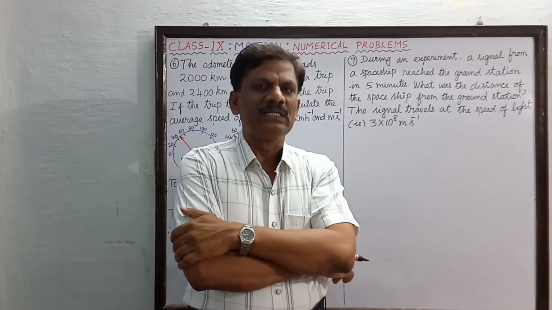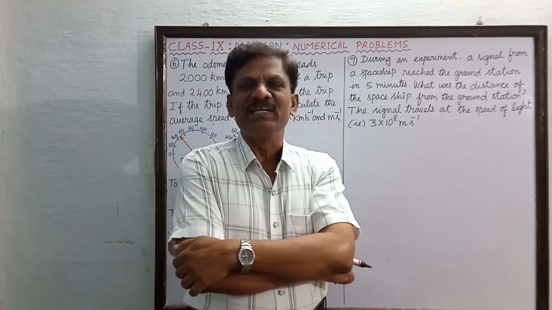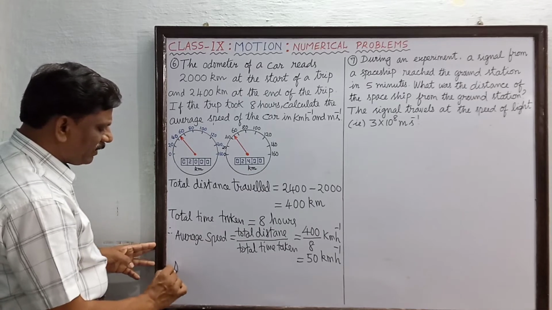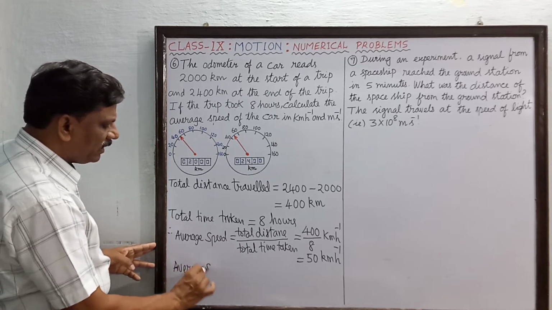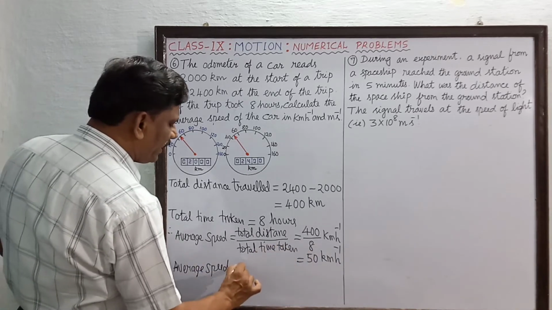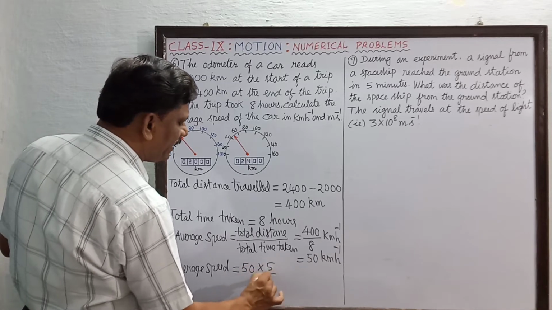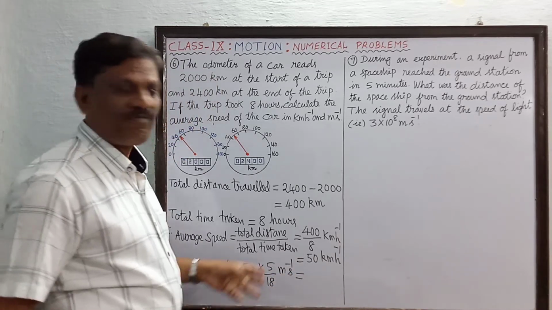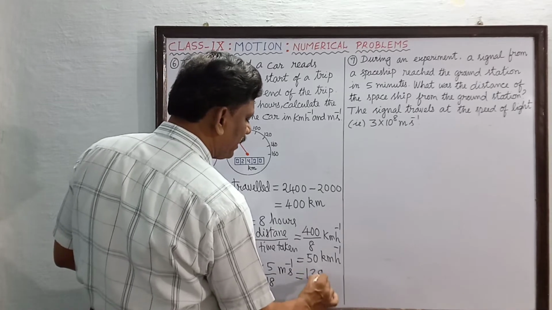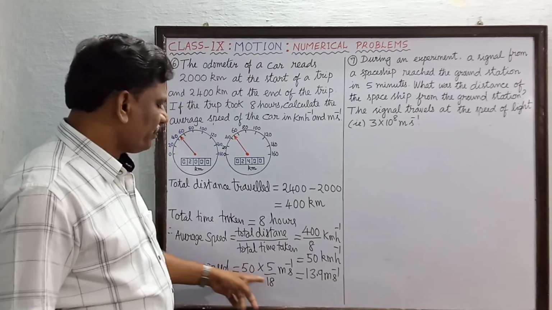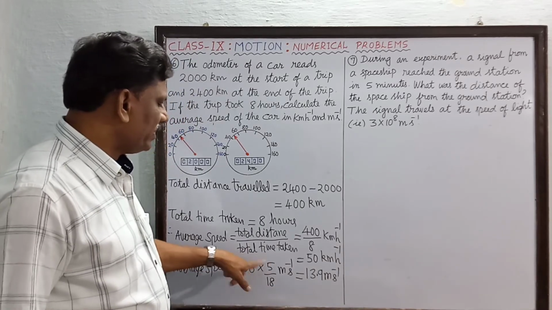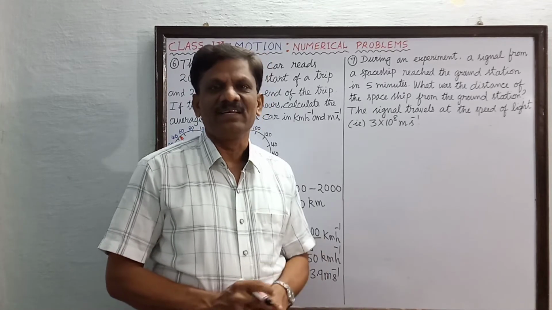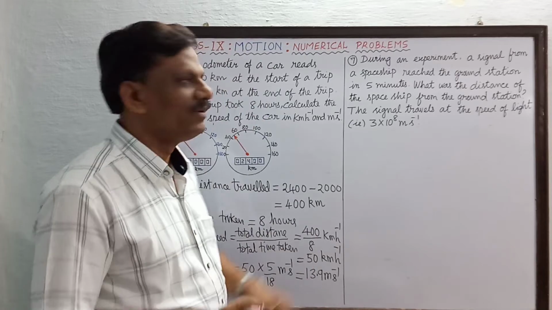But 1 kilometer per hour is also equal to 5 by 18 meter per second. Is it not? So we are going to express the speed in meter per second. So this average speed is now equal to 50 kilometer per hour into 5 by 18, and the unit is meter per second. If you calculate using a calculator, it comes as 13.9 meters per second. So the average speed is also equal to 13.9 meters per second. Okay students, have you all understood?